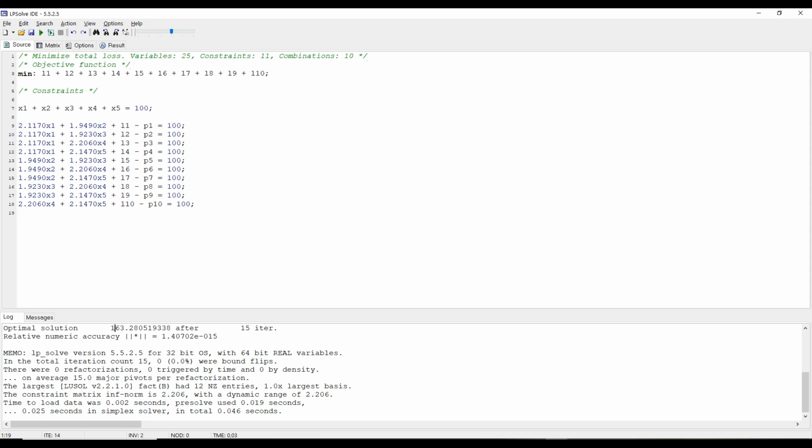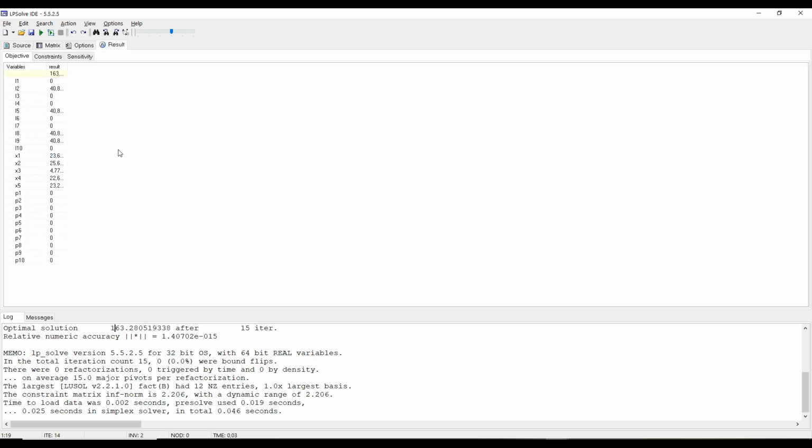This is the optimal solution. We want to minimize the sum of the losses, and of course, as you see, the L variables are not equal to 0. Some are, some are not.